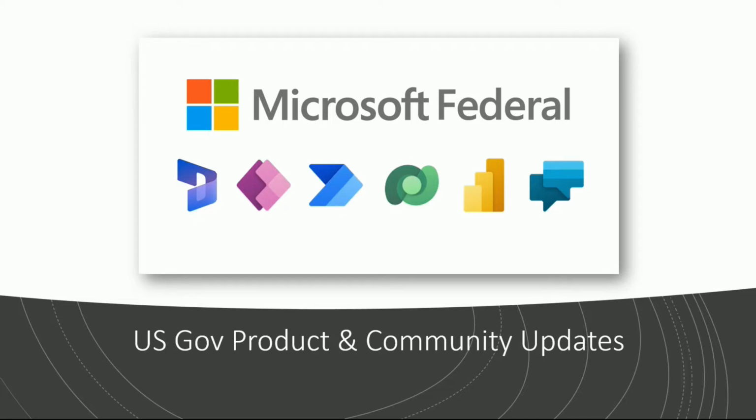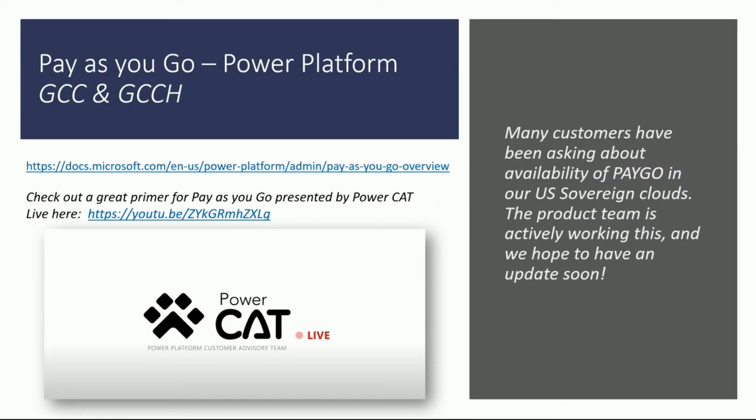So to go into some product updates from the last month and also community updates, I wanted to highlight a few things. First, we've gotten a lot of questions on our team within the Federal Biz Apps about pay-as-you-go. If you don't know what pay-as-you-go is, it's something available today on the commercial side, where you only pay for the Power Apps usage that you actually end up using, which is a really empowering way of coming at this, assuming that you already have an Azure subscription.